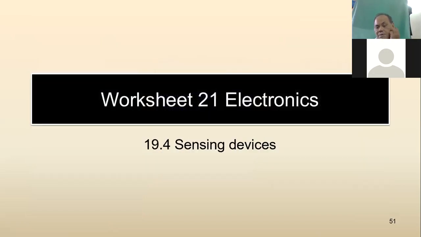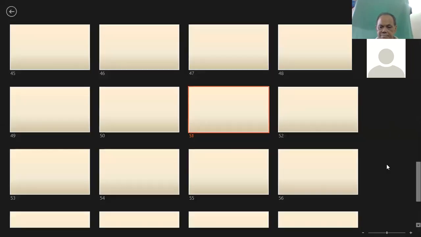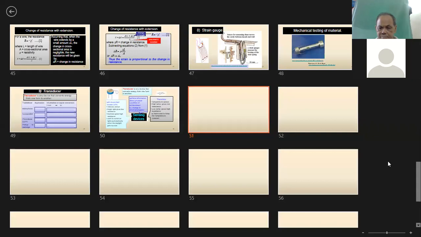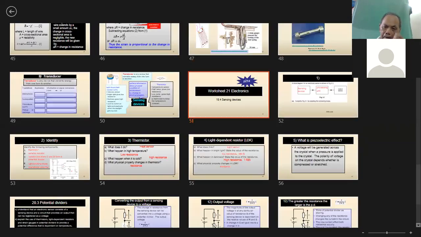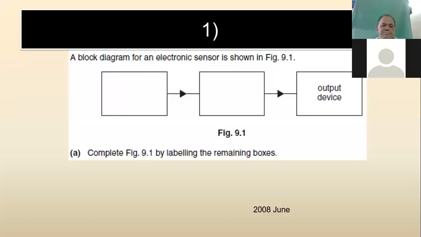Okay, let's look at some of the questions you are likely to encounter, exam June 2008. They ask: a block diagram for an electronic sensor is shown in figure 9.1. Complete figure 9.1 by labeling the remaining boxes. Sensing device, processing unit, output device.